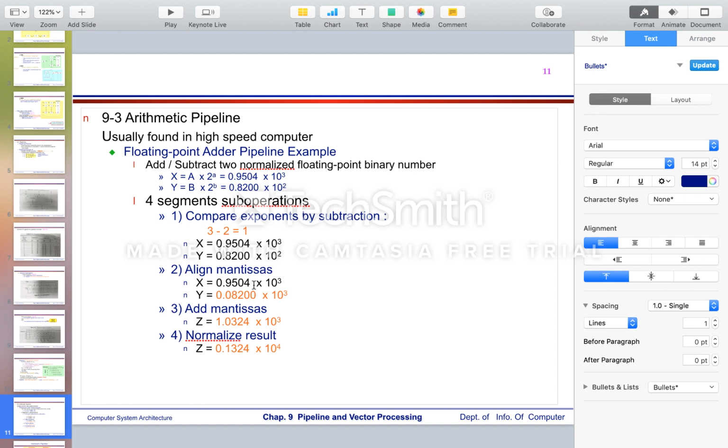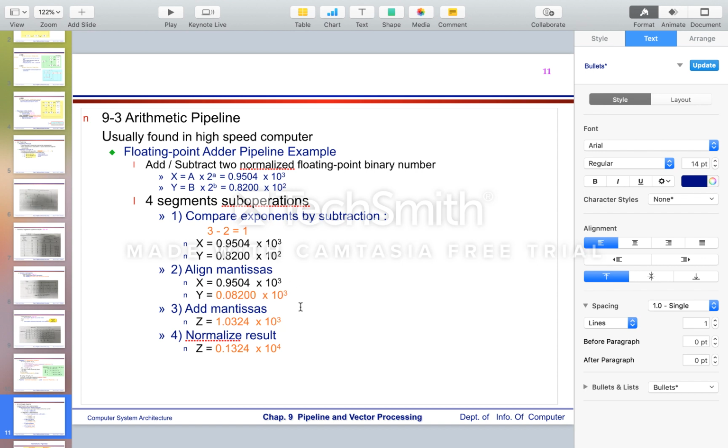For this, the next task is align the mantissas. So how can we align the mantissa? We have to see which one has the greater exponent. So X will be kept as it is. But what we have to do with y in align mantissa? We have to shift the mantissa of y to the right. Because we wanted to get 10 to the power 3, we have to shift this right in y. So after shifting, we will get 0.082 into 10 to the power 3.